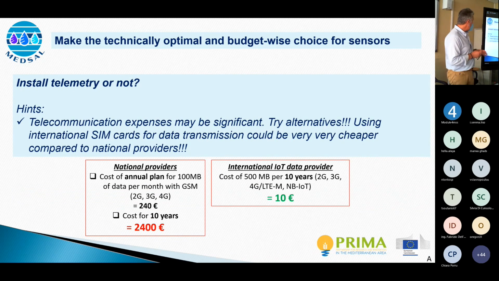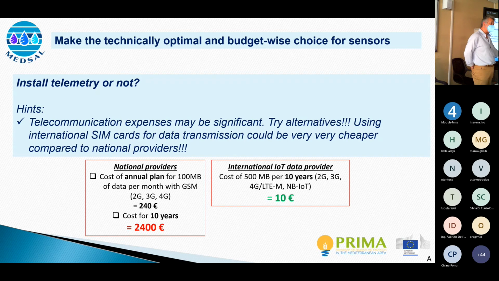Right. So, if we are going for telemetry with the ordinary GSM systems, please look at what's the case in Greece. If you're going for a national data provider through the national SIM cards of the Greek operators, then the cost for 10 years, for an annual plan per monitoring point, is about 240 euros. And this means that for 10 years, it's a huge value of almost 2,400 euros.